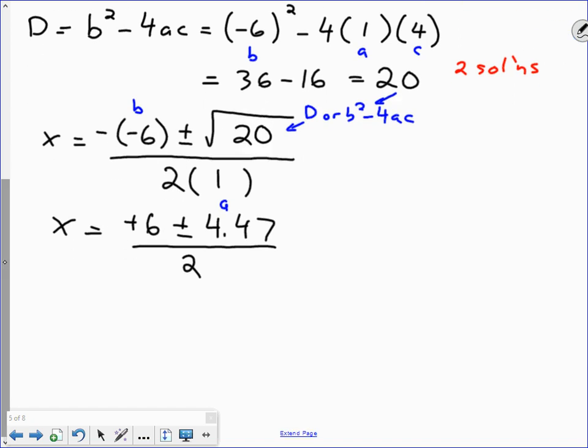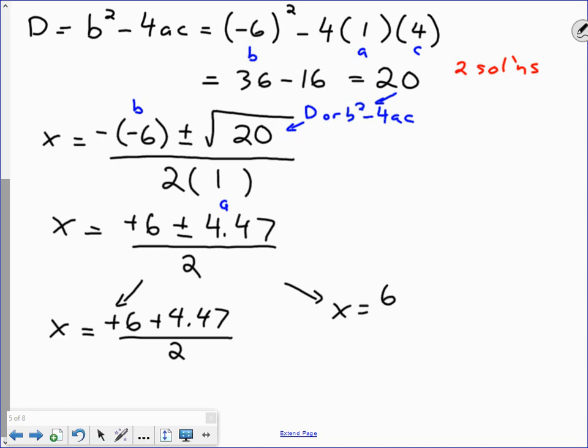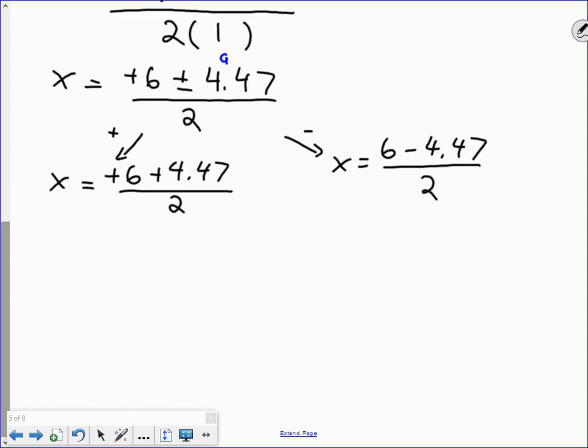Now we're at the point where we can deal with the plus and the minus. So I'm going to split this up. I'm going to have one solution that is x equals positive 6 plus 4.47 divided by 2. And I'm going to have another solution that is 6 minus 4.47 all divided by 2. Okay, my positive solution and my negative solution. And then I can evaluate each one of these.